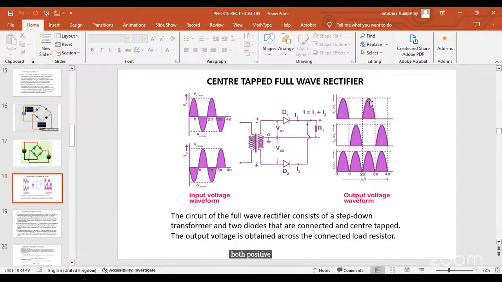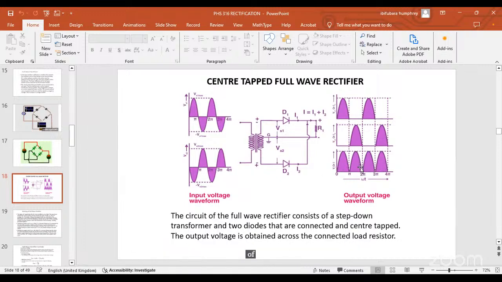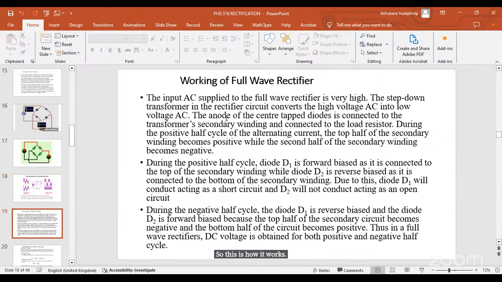So if you put them together, on the right here, you see the top one is the positive half. The middle one is the negative half. If you put them together, the third one gives you the output. That is the final output voltage waveform. So this is how it works. So the working of the full wave rectifier is here. You can read them.